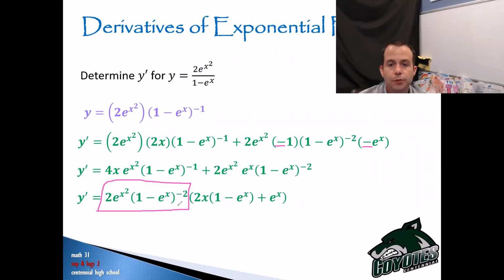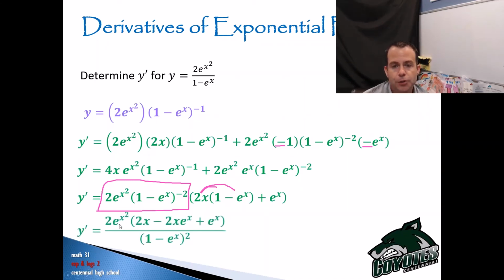So now the 1 minus e to the x to the negative 2 can come down to the bottom, and that will be squared. I'm going to multiply this through, and that would leave me with 2e to the x. I sent my 1 minus e to the x squared to the bottom. And then I've got 2x minus 2x e to the x plus e to the x. There's no other factoring that can happen there. There's nothing common to these three terms inside here. So that is in simplified factored form.